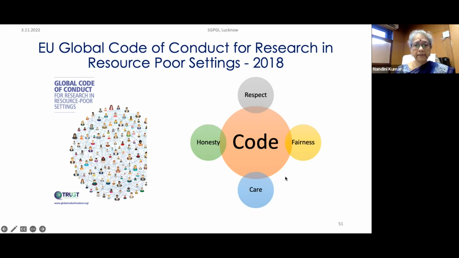The 4 principles here are slightly different from the 4 principles you saw in Belmont report. Here also they use the word respect, but this respect is for the local culture, local researchers, and so on. One had to be fair in intent, take care of the participants if they needed that, and be honest in your intentions.